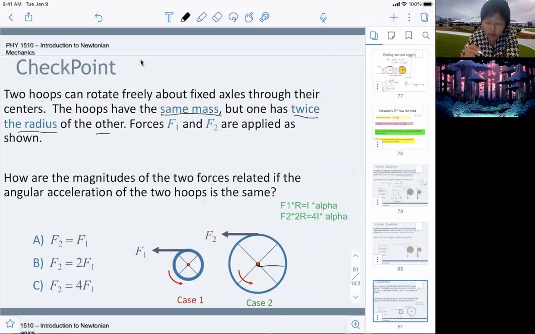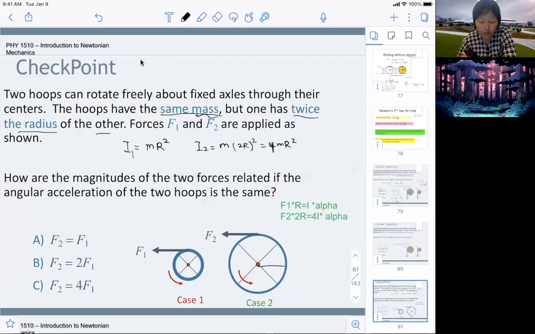Okay, it's a hoop, so from that I know the rotational inertia is mr squared. So for case 1, I1 is mr squared. Now case 2 is the same mass, right? But twice the radius. So the bigger one has twice the radius. So 2r squared is going to be 4mr squared.